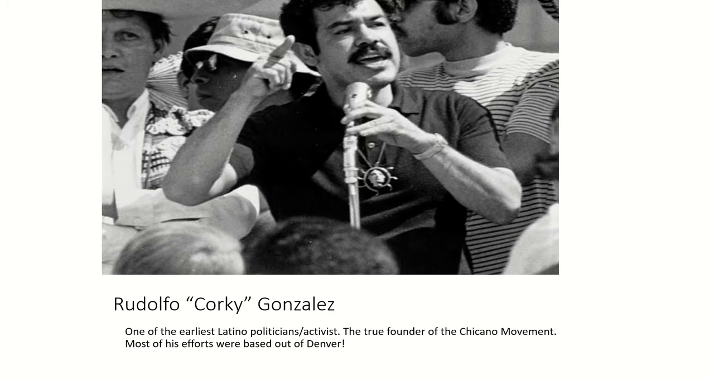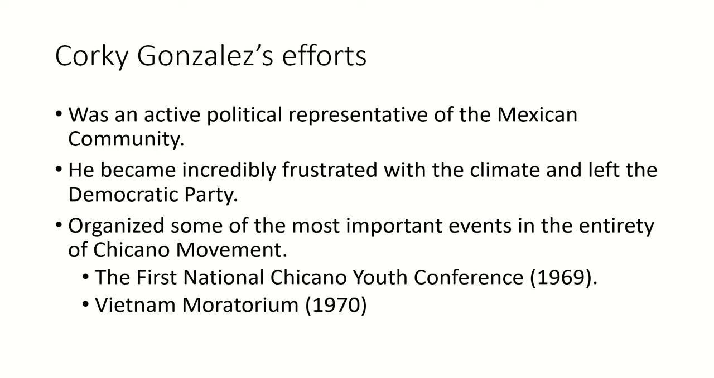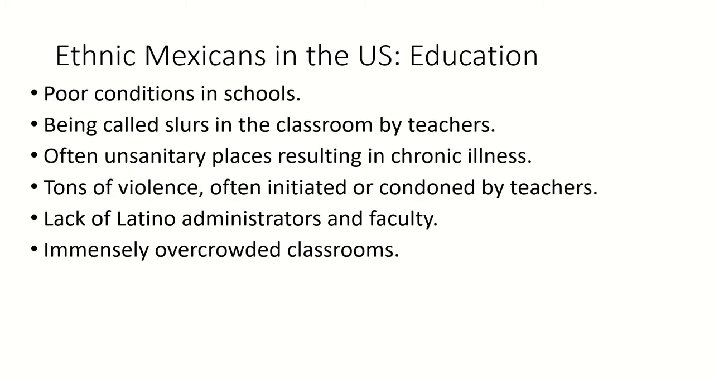And so this man, Rodolfo Corky Gonzalez, becomes one of the earliest organizers of young politically minded Chicanos. He's based out of Denver, and he organizes a lot of new types of meetings because he did not believe that the Democratic Party was representing Mexican Americans well. And so he organized the National Chicano Youth Conference, the Vietnam Moratorium, in which he sought to bring together the next generation of Mexican Americans in order to try to effect change.